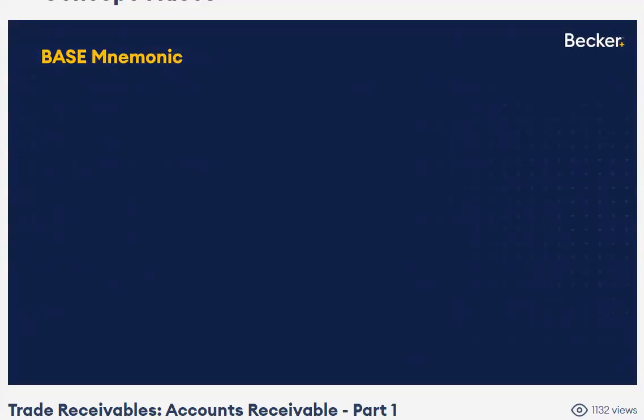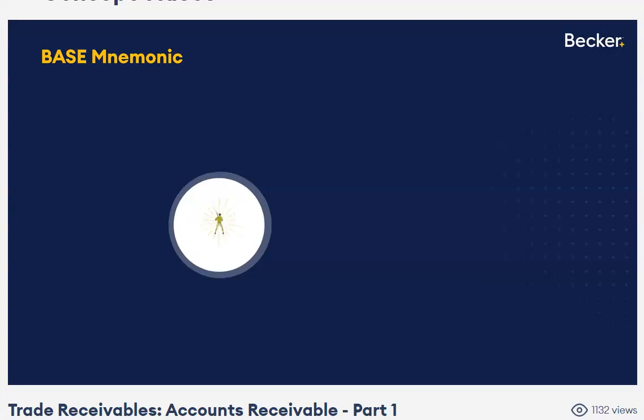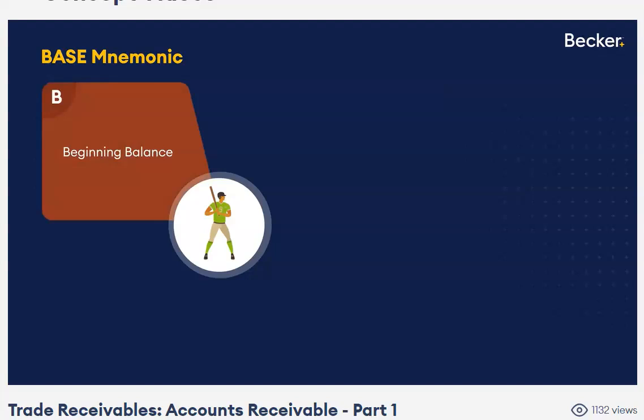Now, the first technique is my favorite. It's called the BASE mnemonic. And just like baseball, that's the illustration we're going to use here. So we start at home plate. That's where you're batting. We call that the B. That's the beginning balance, where we start the period.